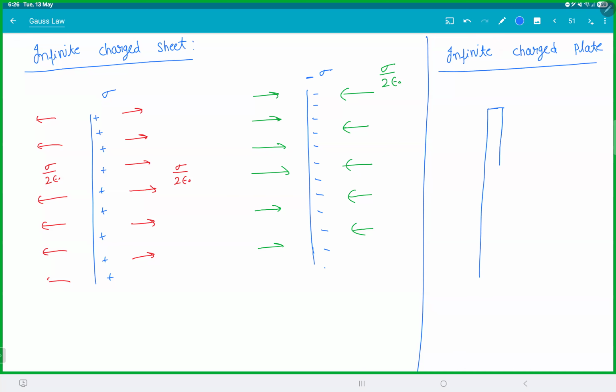So an infinite charged plate. The difference between a plate and a sheet, you know what? When you take a sheet, when you see from the front or from the back, you're looking at the same molecule, isn't it? But when you take a plate, it has two surfaces. Look at your hand, front and back are not the same, right? When you look at the front and the back, you're looking at different molecules. So basically a plate will have two sheets. So here the field will become double, sigma by epsilon, and sigma by epsilon. So it has two sheets. That is the only difference there.